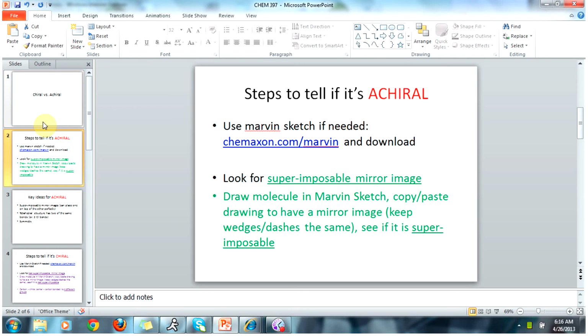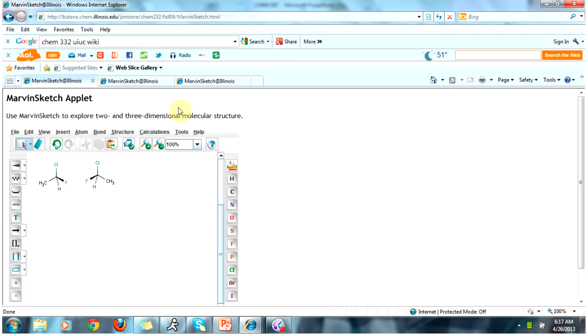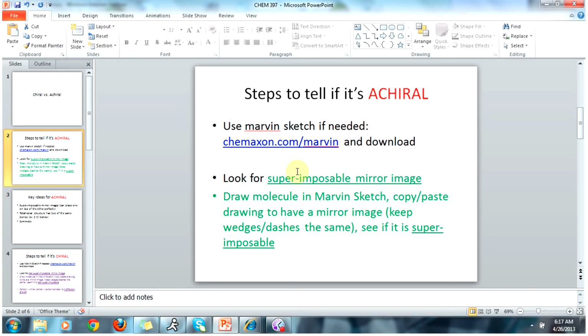The first step to tell if it's achiral, definitely use Marvin Sketch. I provided the download link in case you guys don't have it, and some of the examples that I'll be showing are on the Marvin Sketch applet, so it'll show you how to use it.